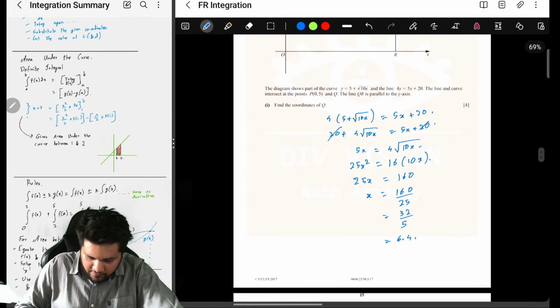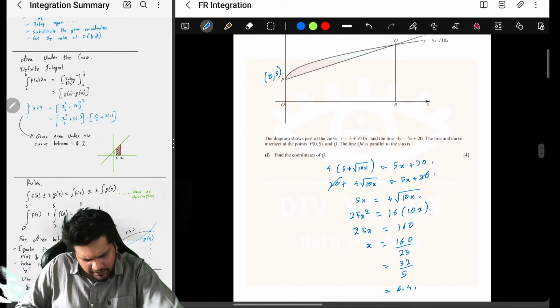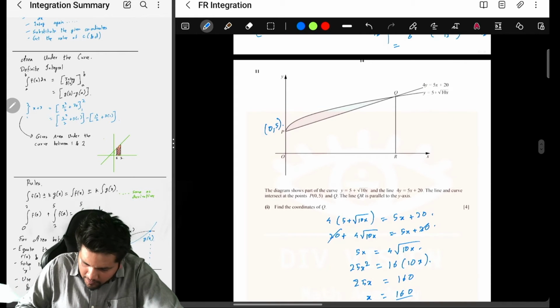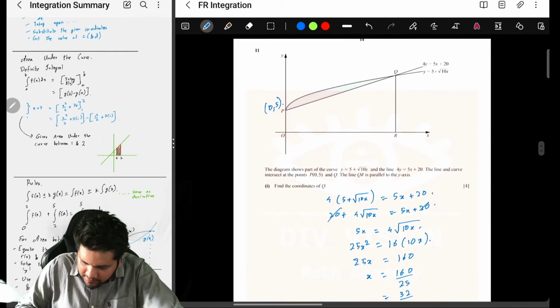So what about the coordinate? For the y, I don't think we require the y coordinate. Yeah, for the trapezium maybe we will require it. So that's why we'll just find the y coordinate as well. I'll just put it in one of the equations.